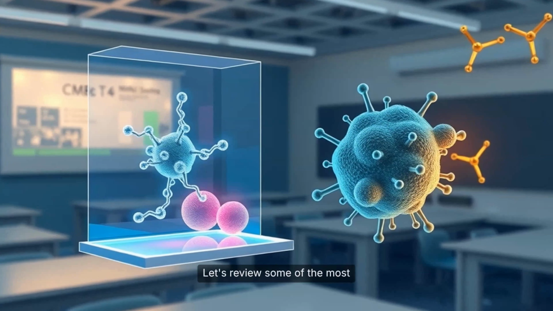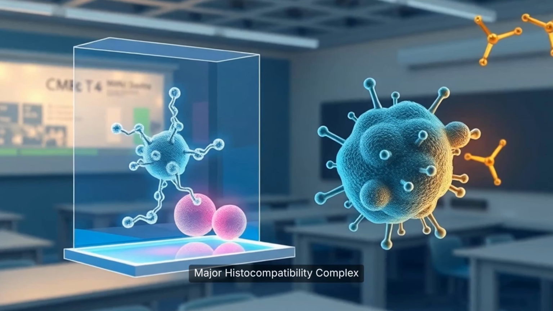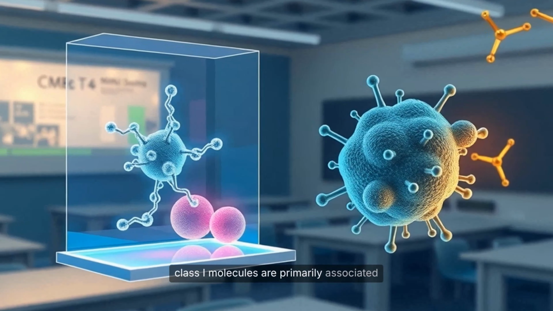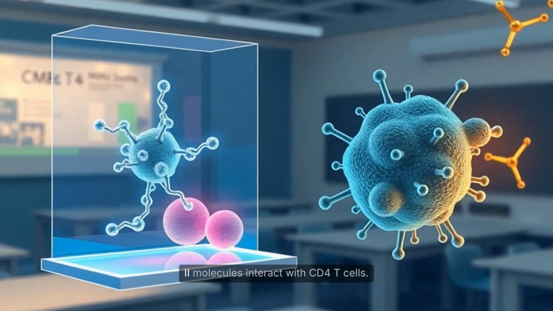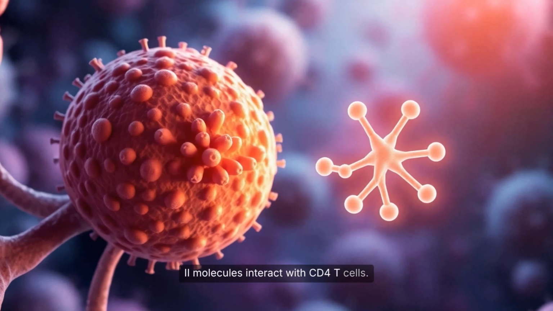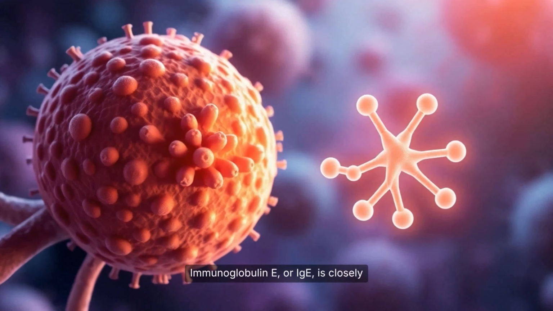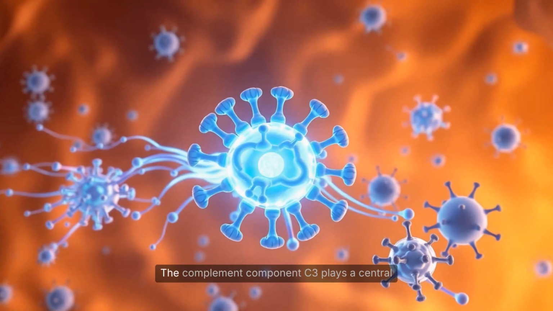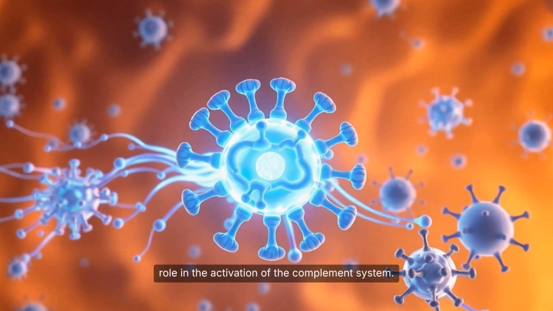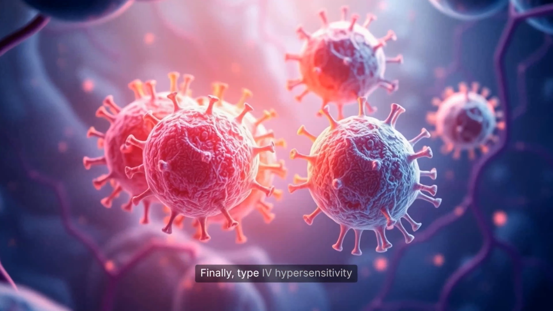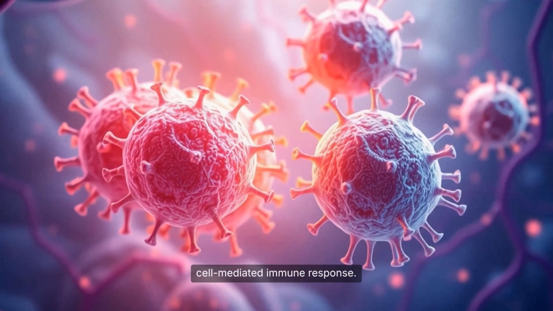Let's review some of the most essential immunology facts. Major histocompatibility complex class 1 molecules are primarily associated with CD8 T cells, while MHC class 2 molecules interact with CD4 T cells. Immunoglobulin E, or IgE, is closely linked to allergic reactions. The complement component C3 plays a central role in the activation of the complement system. Finally, Type 4 hypersensitivity is characterized by a delayed, cell-mediated immune response.